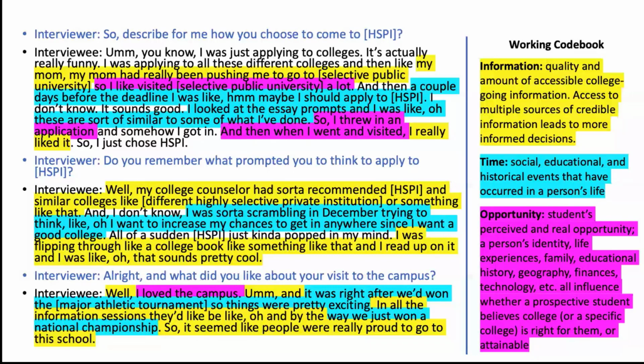So for instance, that whole last bottom paragraph, I thought that was all information, but we also see elements of time woven in, and we see the opportunity for the student visiting the campus. Even just the ability of a student to throw in an application at the last minute is an opportunity, especially because a lot of college applications require you to also submit a payment with your application, and that is assuming that the student has those resources available.